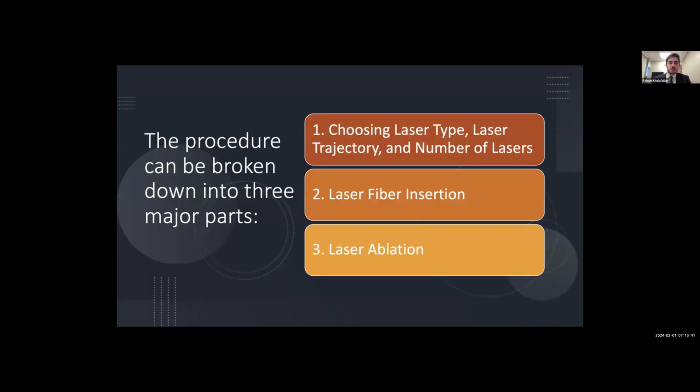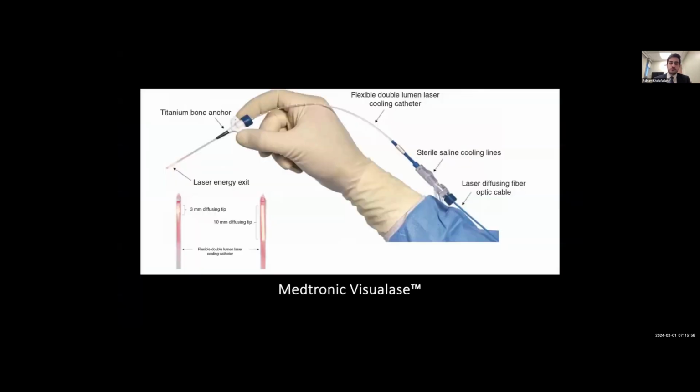So I want to break the procedure into 3 different parts. So first, choosing the laser type that we're going to use, the trajectory and the number of lasers, and then the laser fiber insertion itself, and then the laser ablation. So choosing the laser type, as I mentioned briefly, there are 2 types of lasers. There's the Medtronic Visualase laser, which we have been heavily using at University of Miami. And this is a picture of it.